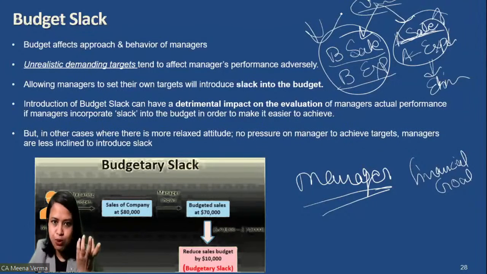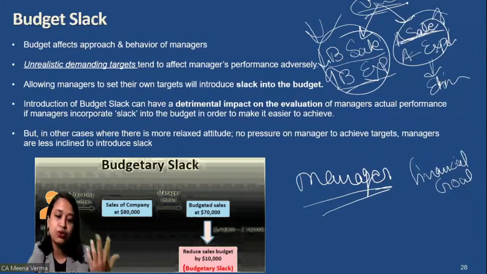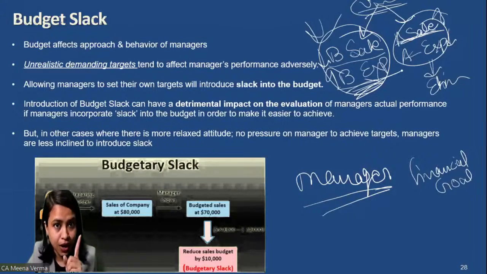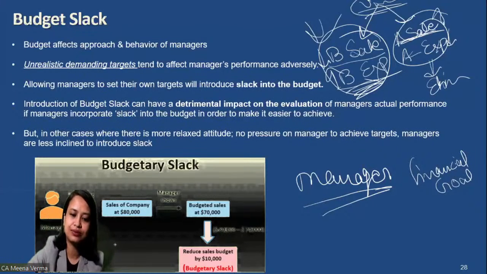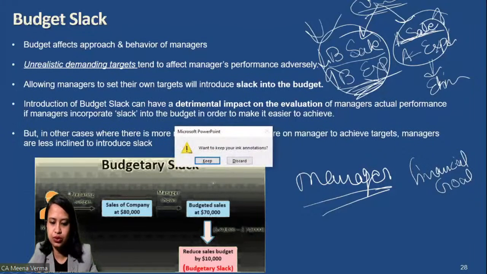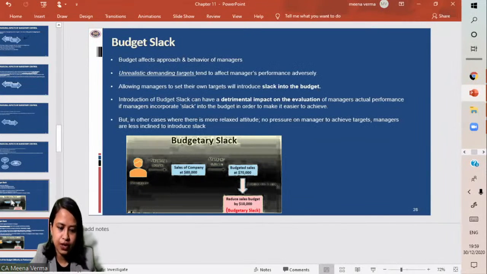Since the manager is preparing the budget, they can reduce the budgeted sale and increase the budgeted expenditure, so that they can reduce the variances and increase their performance in order to get high incentive. And if managers follow this practice, reducing the budgeted sale and increasing the budgeted expenditure, which is not a good practice, it will introduce budget slack. This is a budget slack. I hope this is clear to all of you, what we have discussed here.